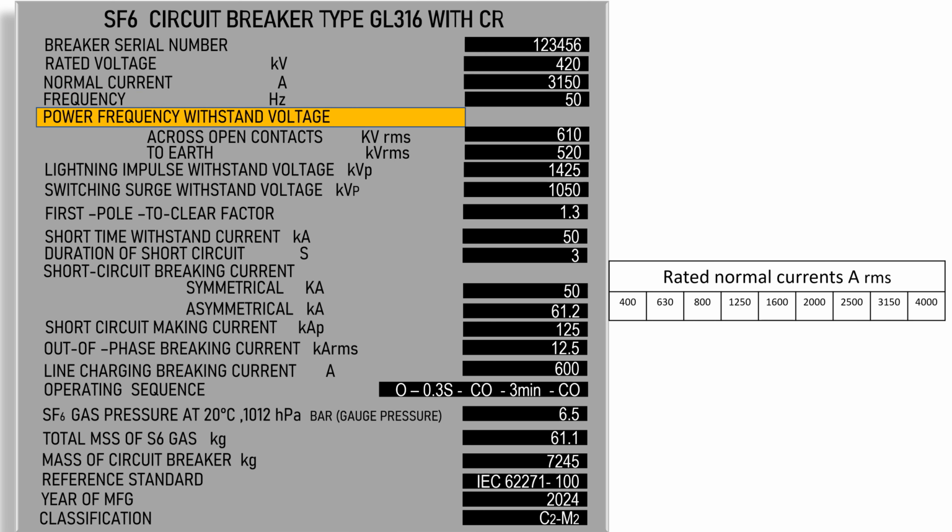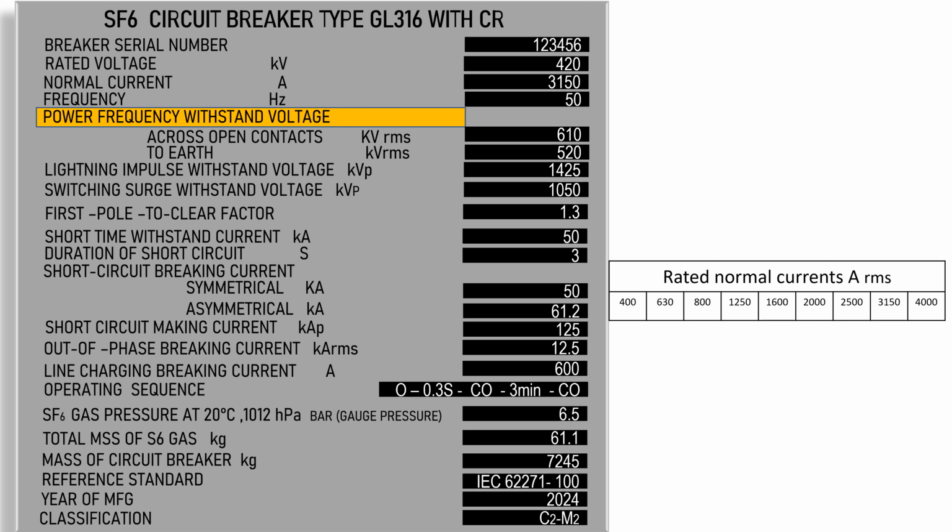Power frequency withstand voltage. The circuit breakers connected in a power system are subjected to power frequency overvoltages due to phase to earth fault, regulations, Ferranti effect, higher tap selection, etc. The circuit breaker should be capable of withstanding the power frequency overvoltages which are likely to occur.